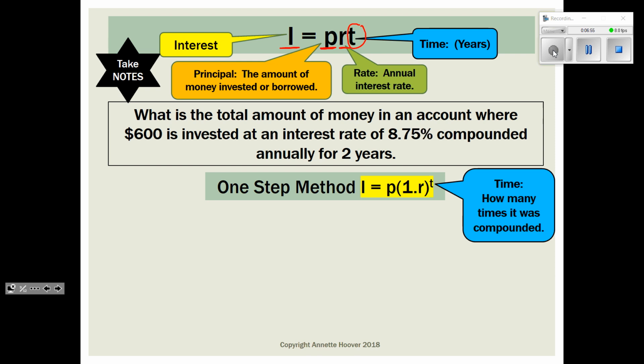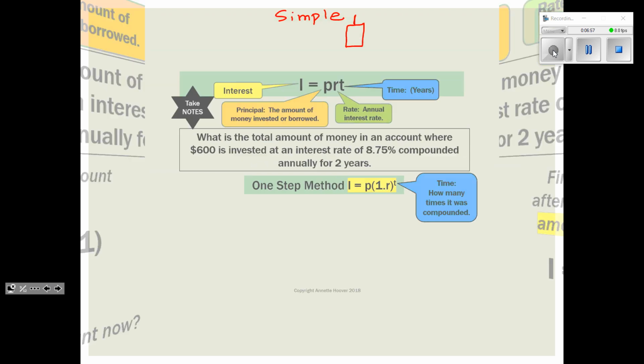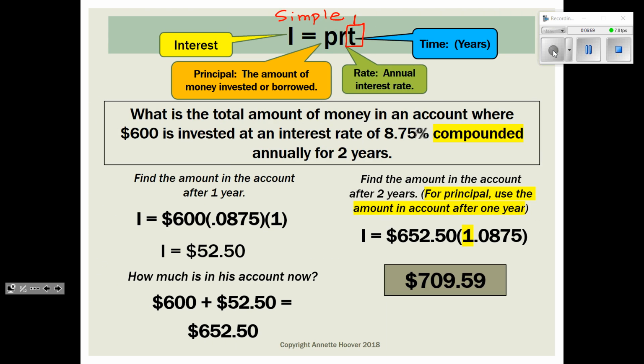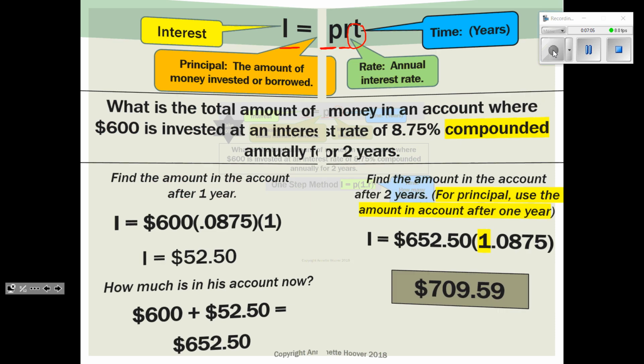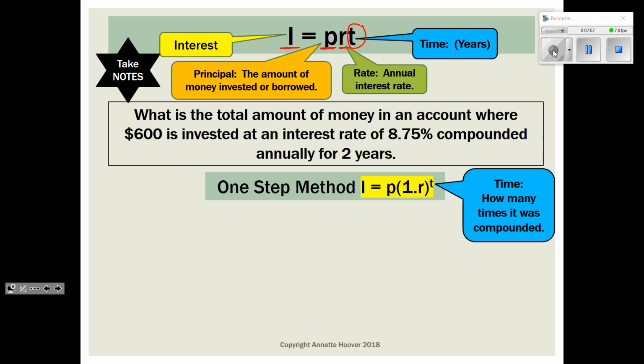So we can do the same equation that we just did back on the previous slide where I showed you year by year, and instead of figuring out the first year and then figuring out the second year, we can do it all in one step by plugging into this equation. So let's look back again. Here is our principal. Here was our rate, but we converted it to a decimal. And here was our time. If we plug those into the equation, here's what it looks like.